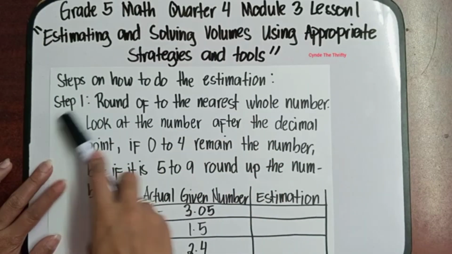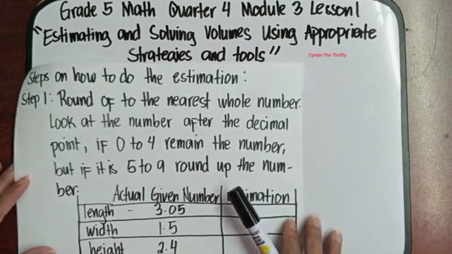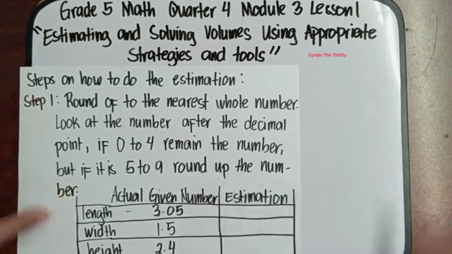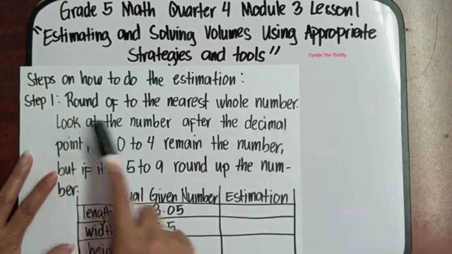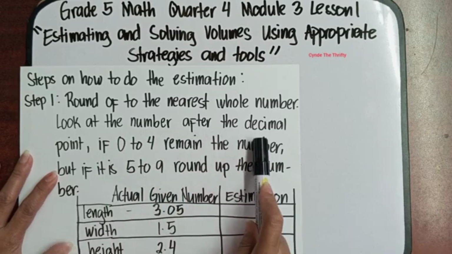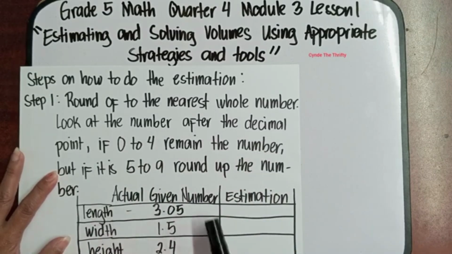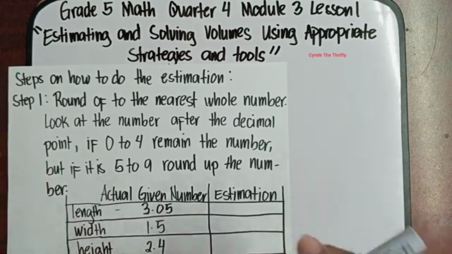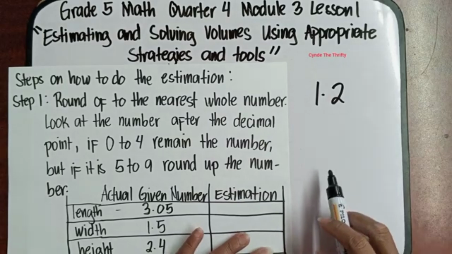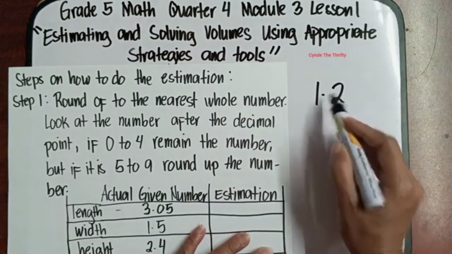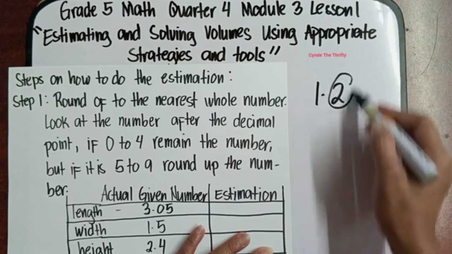So step 1, round off to the nearest whole number. So paano ba tayo mag-round off? I-review natin kung paano tayo mag-round off ng mga number. So first, look at the number after the decimal. So, meron tayo ditong given. Titingnan natin yung mga number after the decimal. So for example, kung meron tayong 1.2, saan yung number after sa ating decimal? So itong 2, kasi ito yung ating decimal at ito yung number after the decimal. So ito yung titingnan natin.